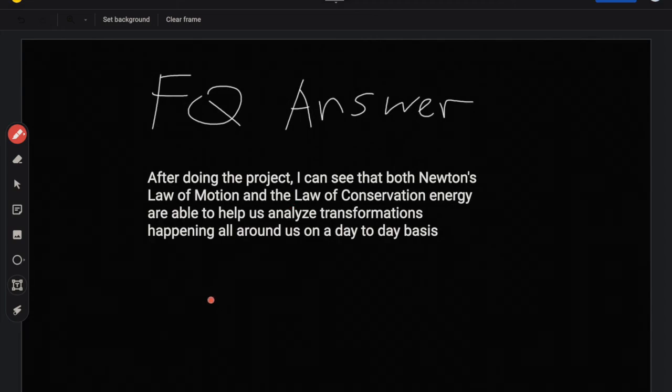So in conclusion, Newton's laws of motion are important because they are the foundation of classical mechanics, one of the main branches of physics. Furthermore, both Newton's law and the law of energy conservation are able to analyze transformations happening all around us. So the answer for the focus question is, after doing the project, I can see that both Newton's laws of motion and the law of conservation of energy are able to help us analyze transformations happening all around us on a day-to-day basis, as stated previously.